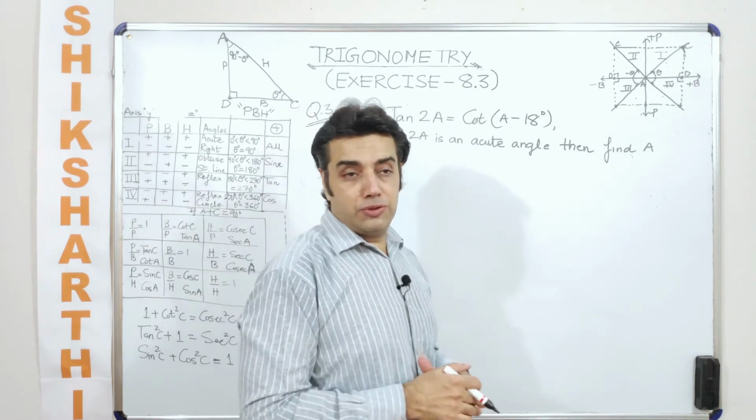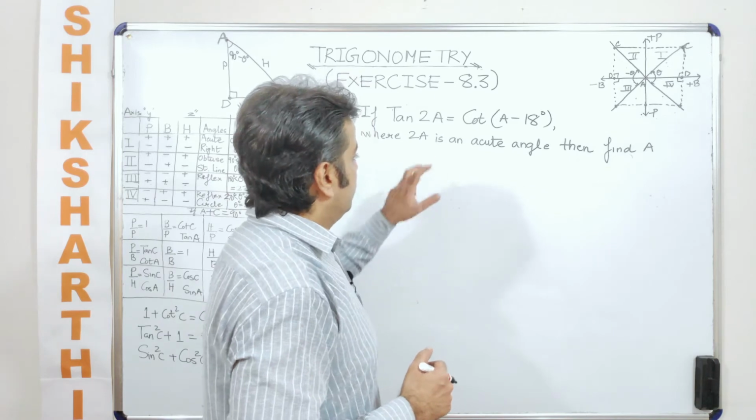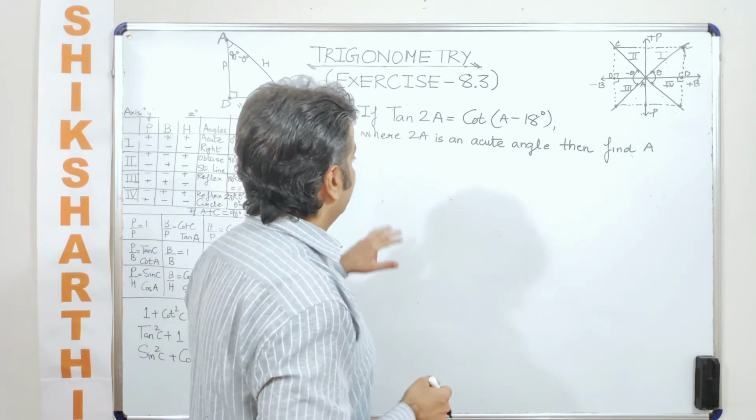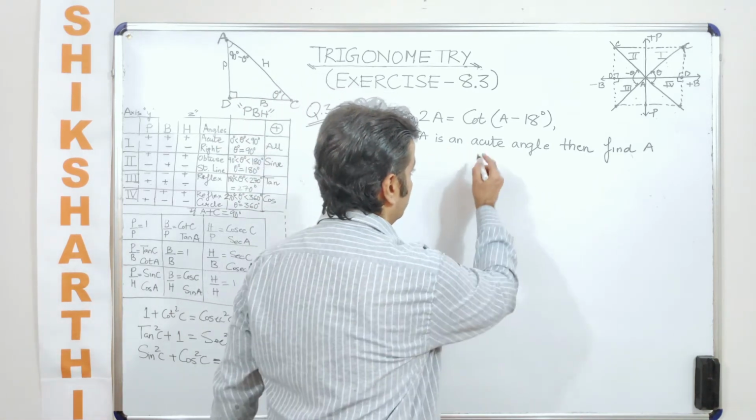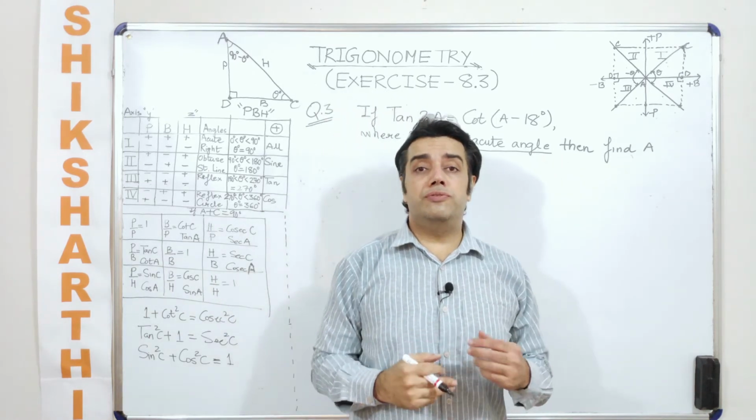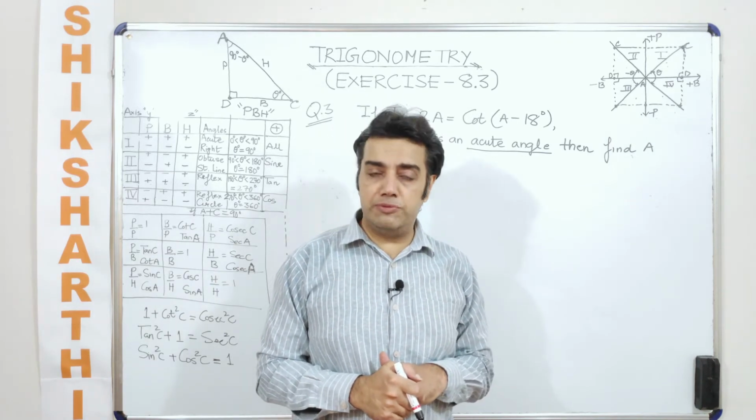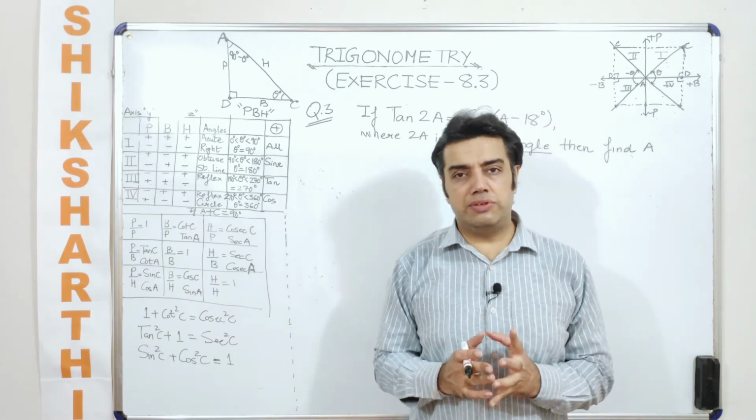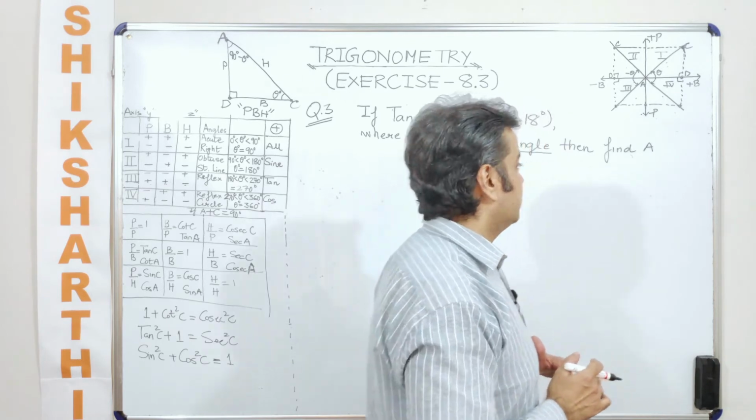Question number 3 is a good question, which says that if tan of 2A is equal to cot of A minus 18 degrees, in that case, find the angle A given that 2A is an acute angle. The point to be noted here is, if you have seen my solutions of the questions in the earlier exercises, I have always been focusing that the question should talk about the angle. What is the nature of the angle? Is it obtuse, acute, reflex? It is mentioned in the question now.